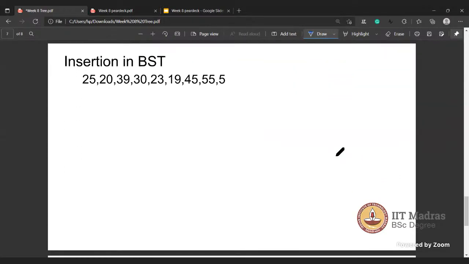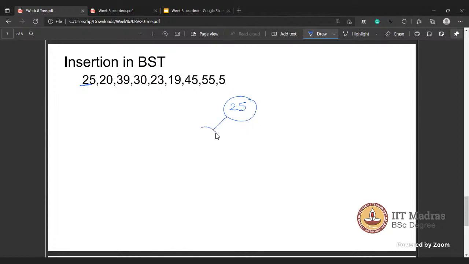So then how do we do insertion in a BST? Begin with the first number. Now X is 25, I'm inserting this value. Then is 20 greater than 25 or less than 25? Less than 25, so it will move to the left side. 39 is greater than 25, so right side.